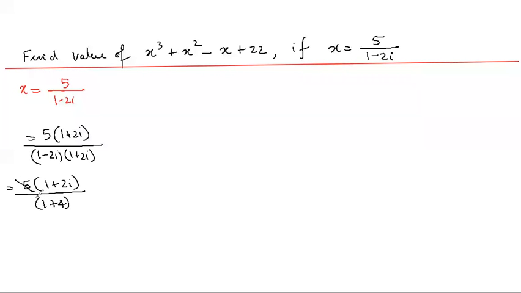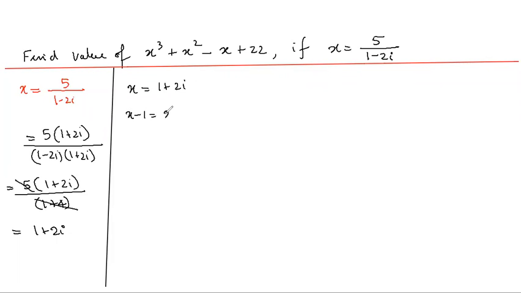So they both will get cancelled. Mentally, most of the time, this will get cancelled with the denominator. After you have done that, what is the next step? You bring the real part to the other side. And x is 1 plus 2i, so x minus 1 is 2i. Square both sides.